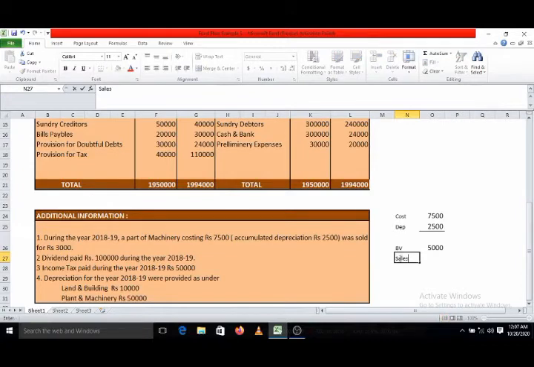Now it is sold. At what price? It has been sold at a price of rupees 3,000, which is given in the adjustment. So what has happened? How much was the book value of the asset? 5,000. It has been sold at rupees 3,000. It means whether it has been sold at a profit or a loss. Book value in the books, how much is the value of the asset? 5,000. At what price has it been sold? 3,000. Means it has been sold at a loss of rupees 2,000.